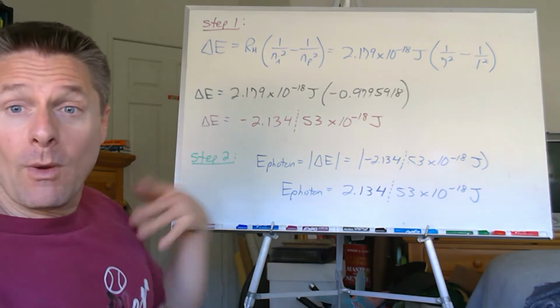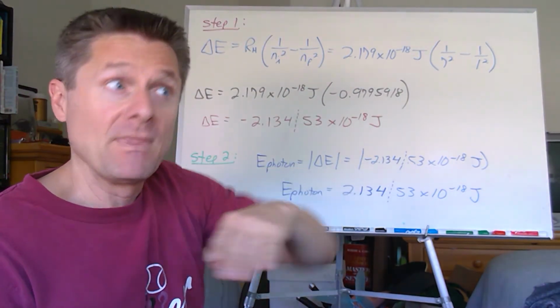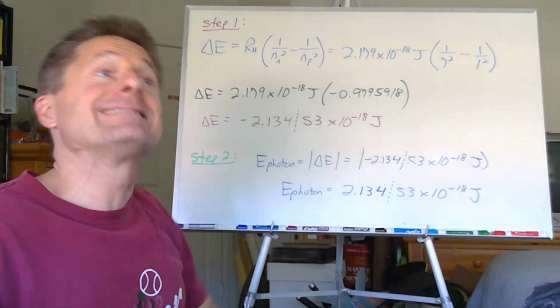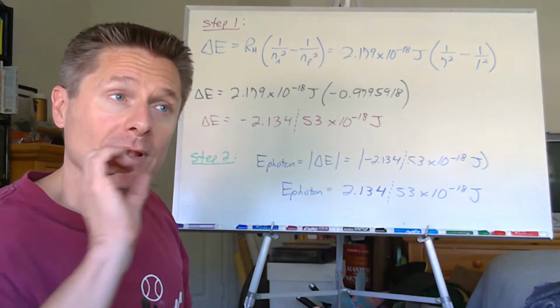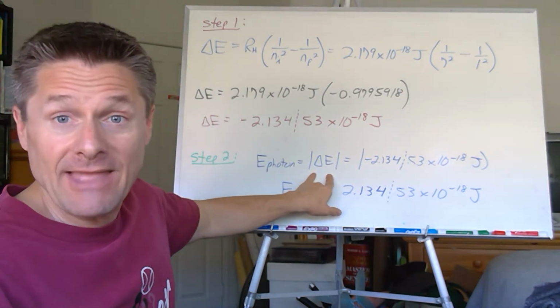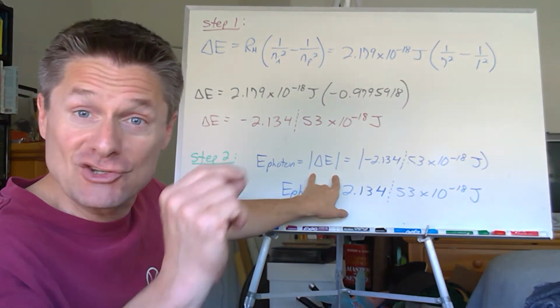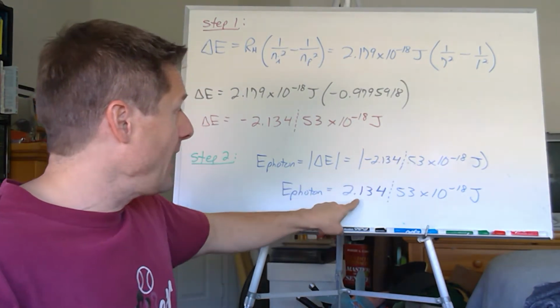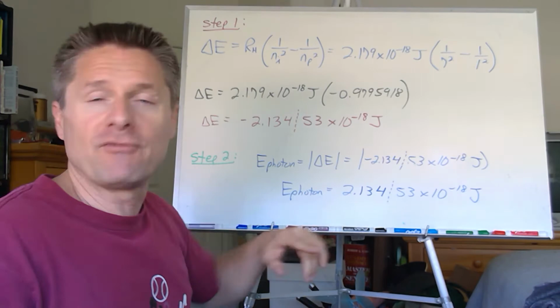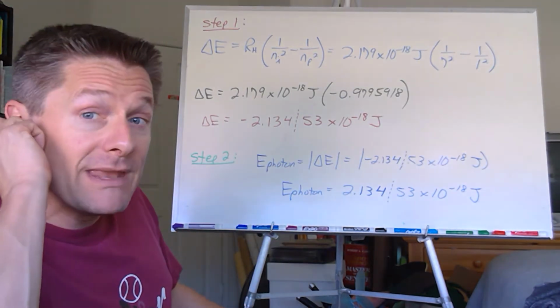Now step 2, we want the energy of the photon. That's the energy of the electron transition from 7 to 1. Quantum mechanically, that's exactly the same energy the photon released. And so, since that's negative, obviously we're going to have to take the absolute value of that. So the energy of the photon is the absolute value of the energy transition. So the absolute value of that will, of course, be 2.13453 times 10 to the minus 18th joules. Carry the non-significant or intermediate value through.